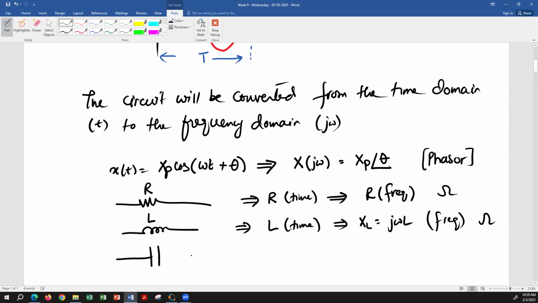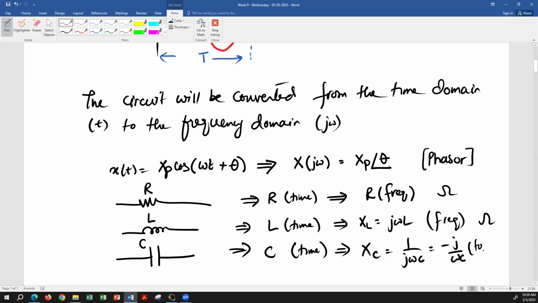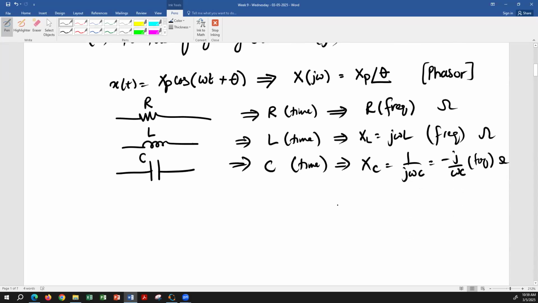And if you have a capacitor, of course, in the time domain you have capacitor C. And in the frequency domain, X_C is what? 1 over j omega C, or negative j over omega C. That's in the frequency domain in ohms. So once you convert everything into ohms, then of course you can apply the same rules that you're applying in the real domain, that is in the DC domain. The only difference again is that you have the complex numbers now.